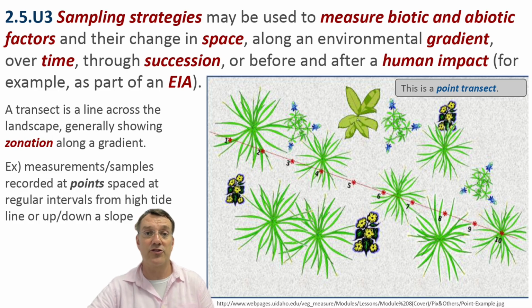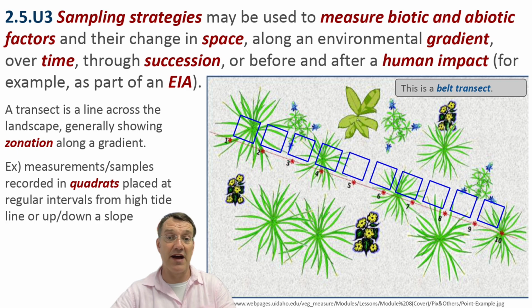The point transect shown here records data at specific points along a line. This method is perfect for studying zonation, how species distribution changes with distance from a shore, up and down an elevation on a mountain, or along other gradual environmental transitions.